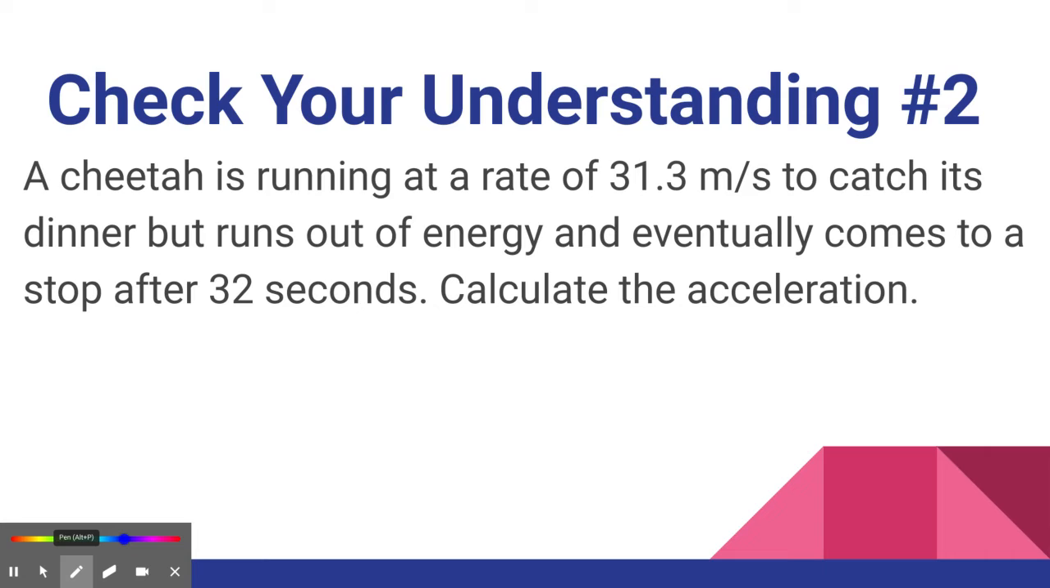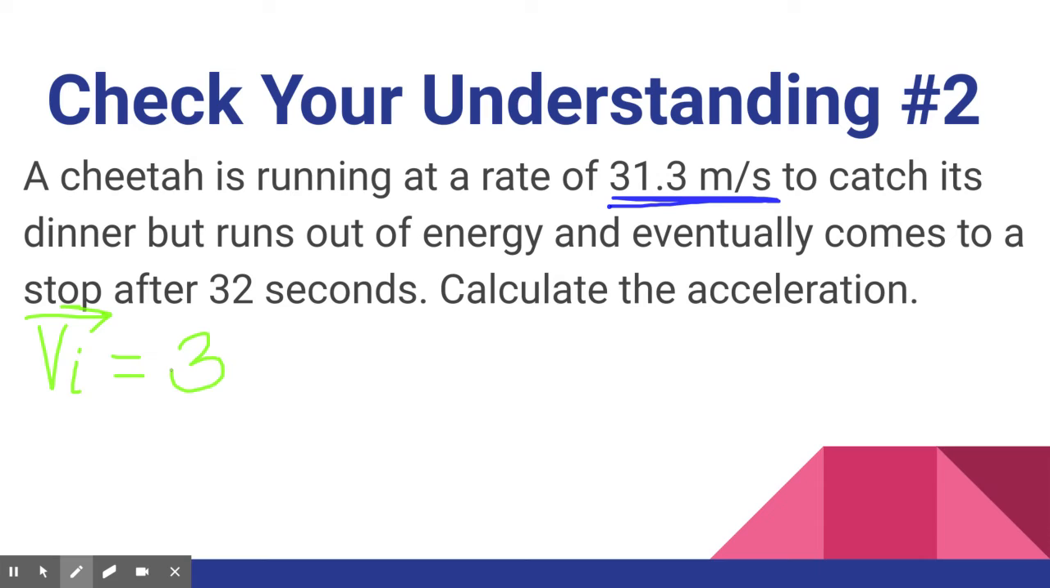Okay. So we're starting here, where we start off with a rate of 31.3 meters per second. That means our initial velocity is 31.3 meters per second. It tries to catch its dinner, and then it eventually comes to a stop. So we started at this rate, 31.3, and then eventually it goes to rest.